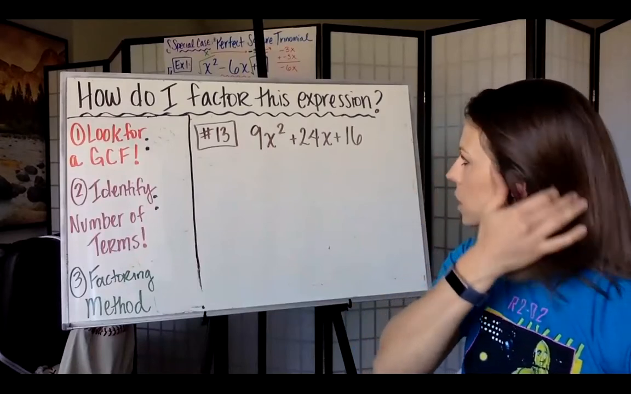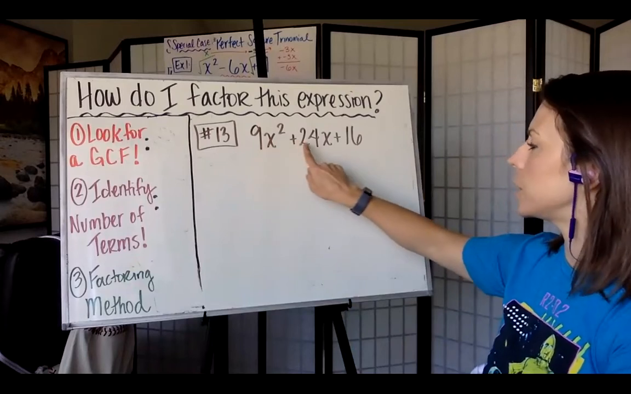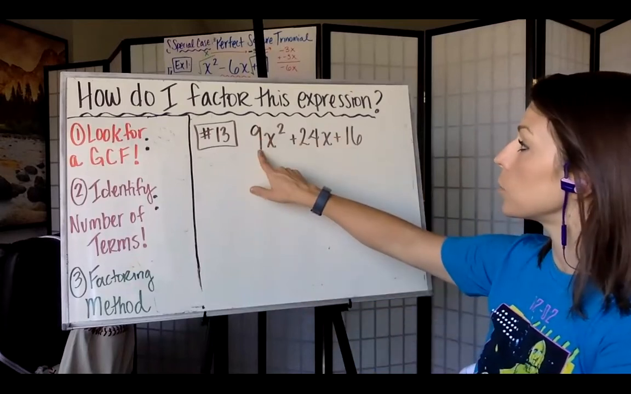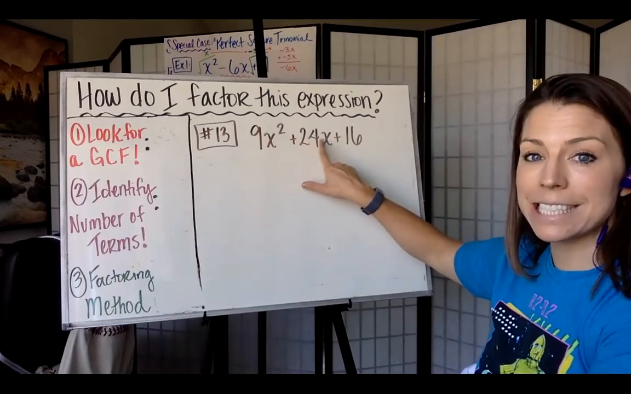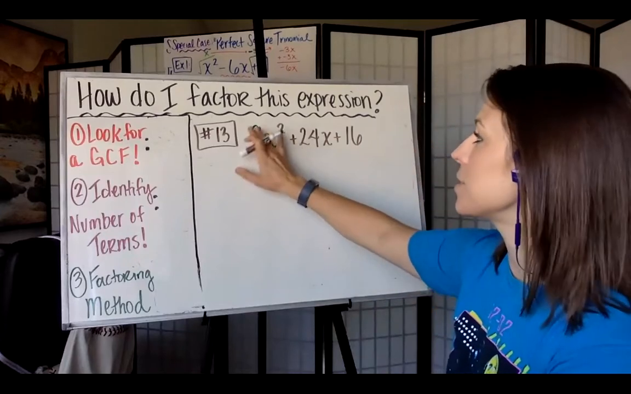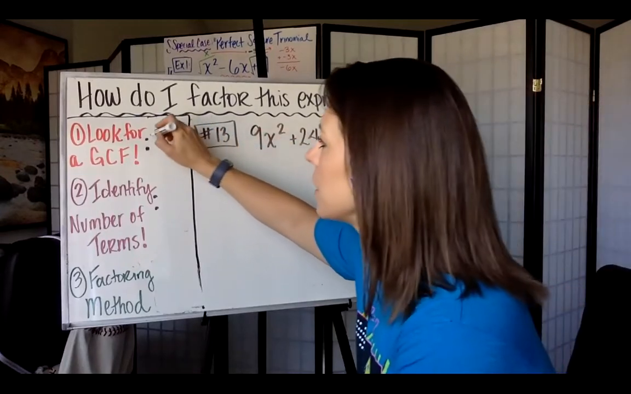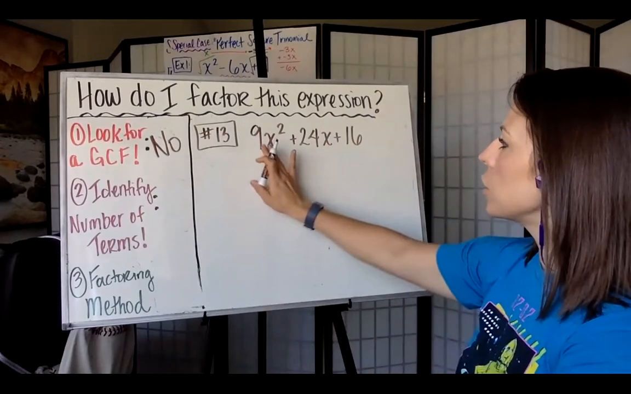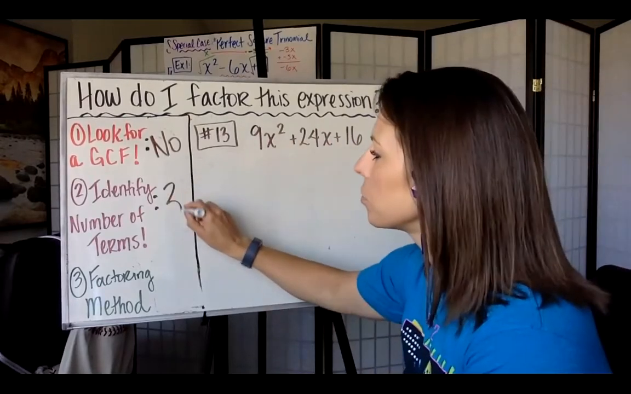Step 1, let's look for a GCF. Does 9 go into 24 or 16? No. Let's try a factor of 9. Does 3 go into 24? Yes. Does 3 go into 16? No. So because all the factors of 9 don't go into the other 2, there is no GCF here. So let's just identify the number of terms. 1, 2, 3. We've got 3 terms.